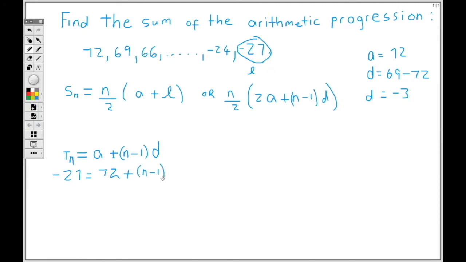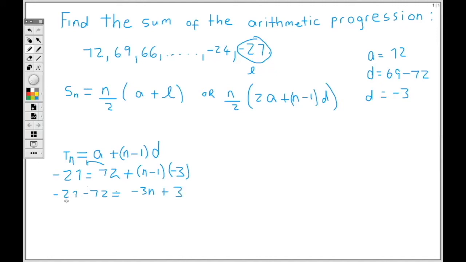Remember, initially I already stated what d is. d is -3. And from here, I can transpose to find out what n is. So I'm carrying 72 over the equal sign, so we have a sign change, so it becomes -72. Then I'm going to multiply -3 times n, that's -3n, and the plus changes to minus. Then -3 times -1, that's +3.